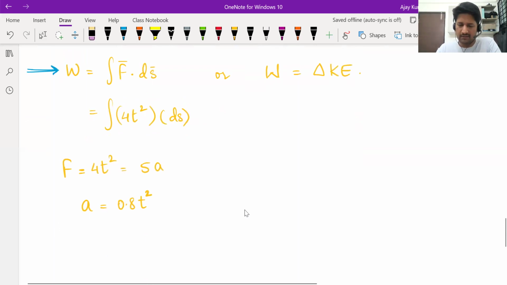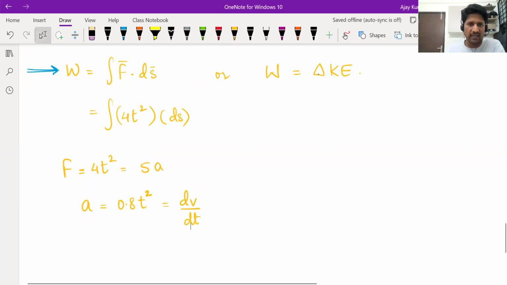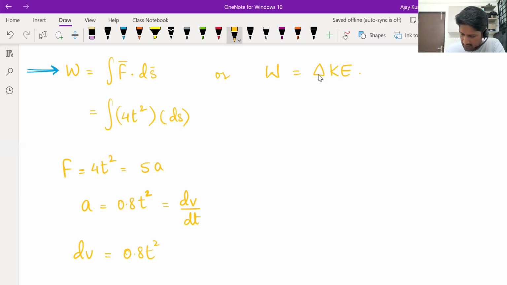Okay, listen carefully. If any of you wants to tell quickly. So we can write acceleration like dv by dt. Okay, correct. You can write. That's the only thing you can do. If acceleration is variable in terms of time, you write dv by dt. Okay. Then the next step would be dv is equal to 0.8 t square dt. Integrate both sides.